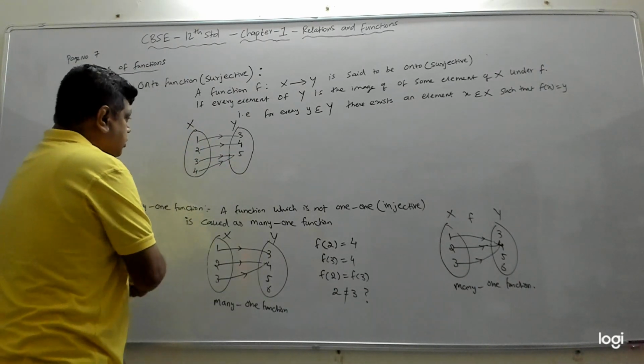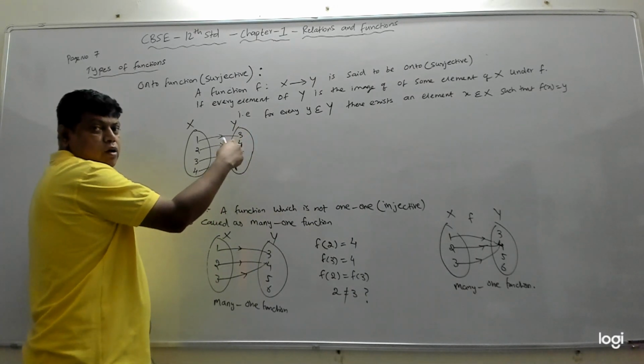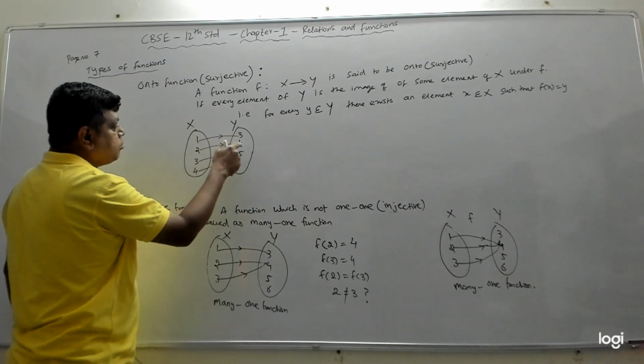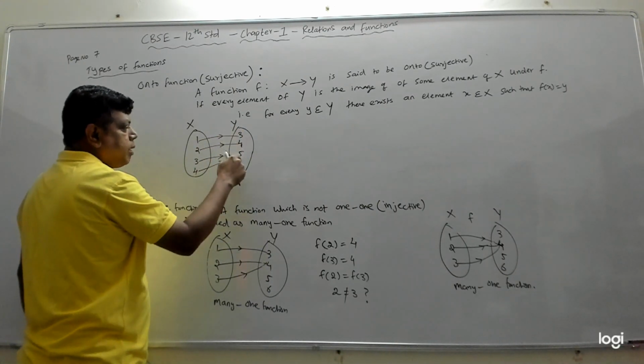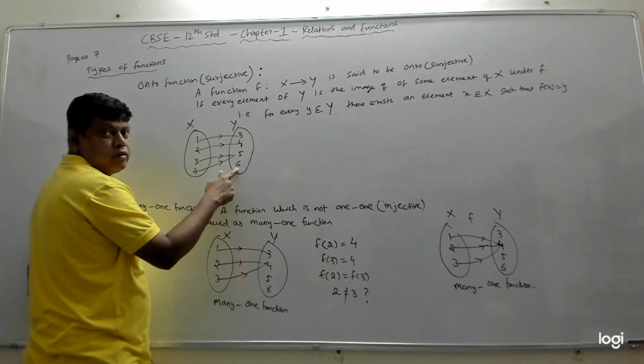Right? Which means all these elements in y are mapped. 1 is mapped to 3, 2 mapped to 4, 3 mapped to 5. So all are mapped. There is nothing like this. Nothing is left unmapped; there is no such element.